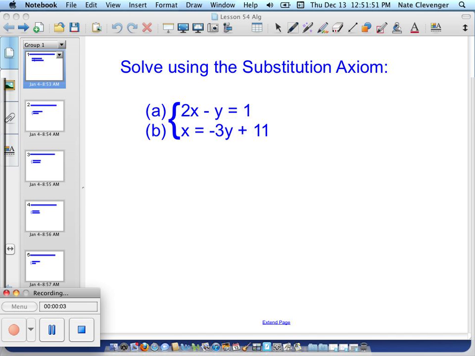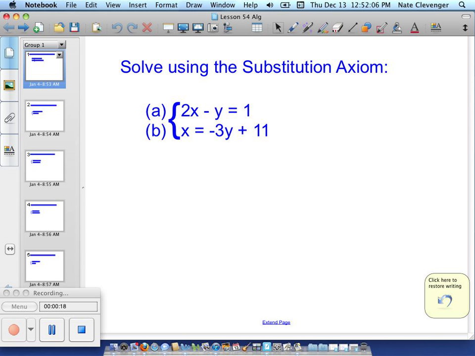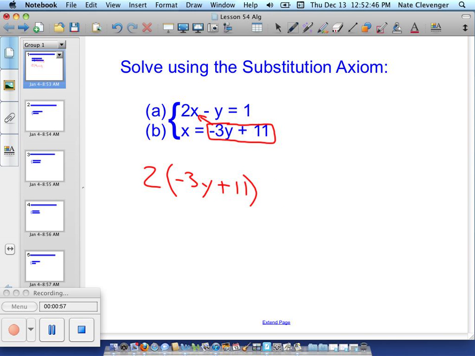Okay, since we have a specific value for x in terms of y, we're going to take that value for x and substitute it into the other equation's x. So I'm substituting this value as a whole into that x. I'm going to insert it using parentheses. So I'm going to have my 2, and then I'm going to replace x with this value because it's equal to x. That's negative 3y plus 11, and then minus y equals 1.